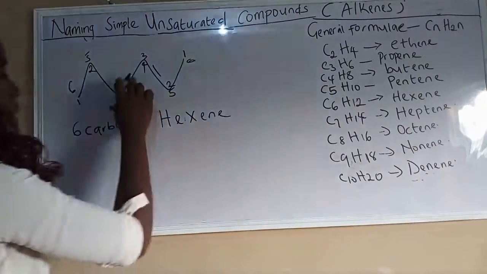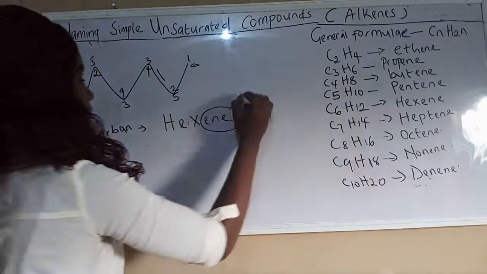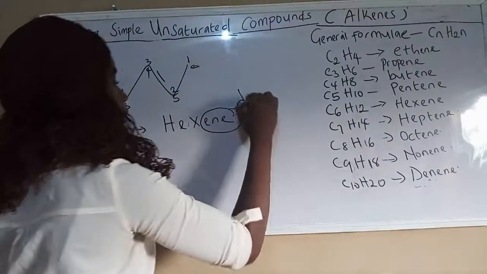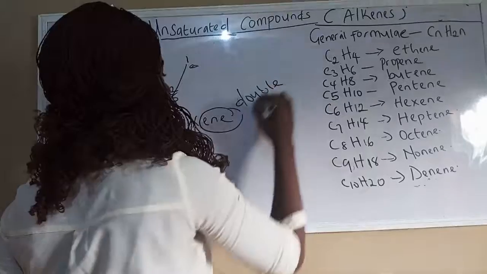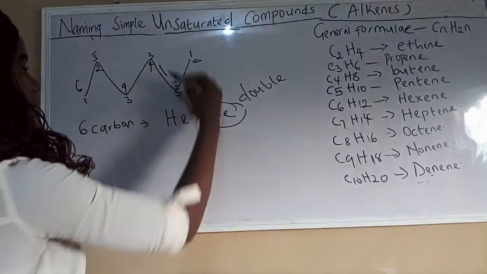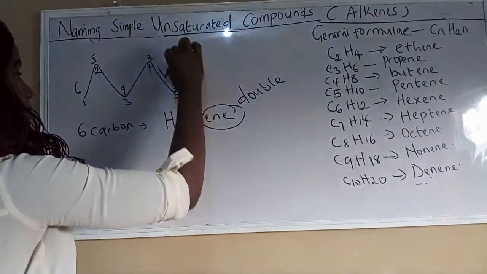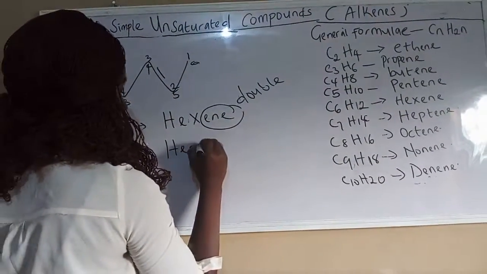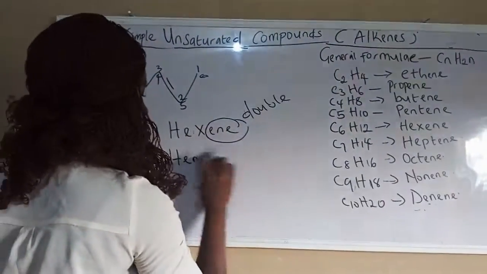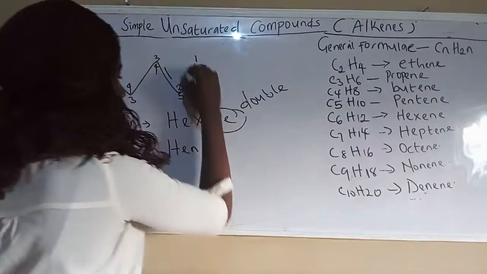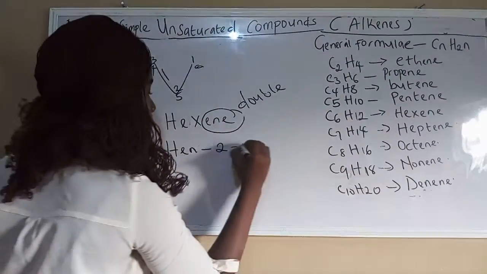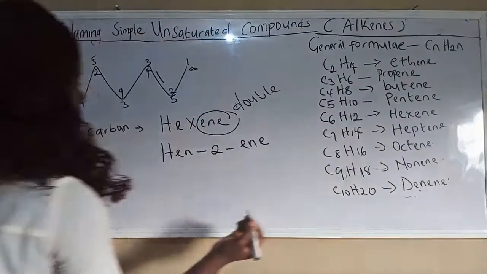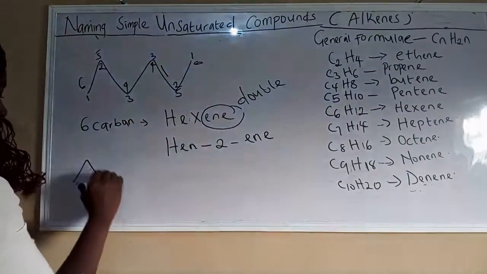So where is now the double bond? This hexane indicates that there is a double bond. So you have to tell us where the double bond is. The double bond is at where? At the second carbon. So it will be hex, where is the double bond? 2 in. Another example I'll give is this.